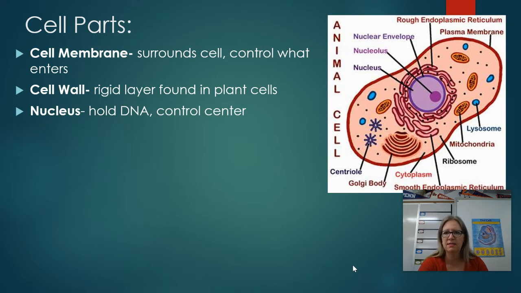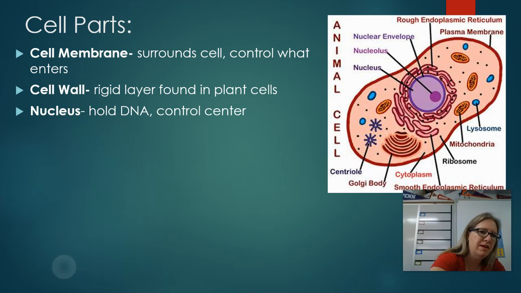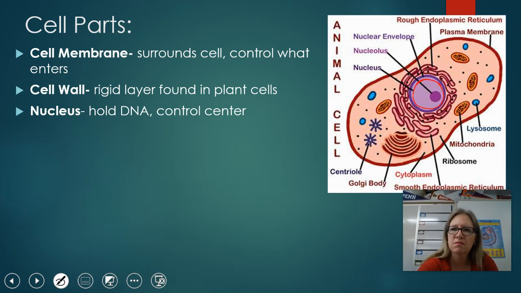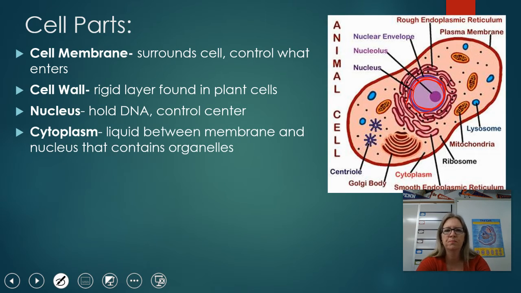The nucleus, that's that center part. Let me get my pen. There we go. So you can see this kind of purple ball in the middle there. That is the nucleus. That's kind of the control center, the brain of the cell. That's where all the DNA is. And the DNA contains all the instructions for the function of the cell, okay? And we'll talk about those processes as we go.